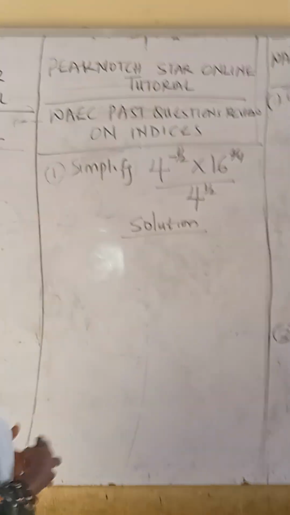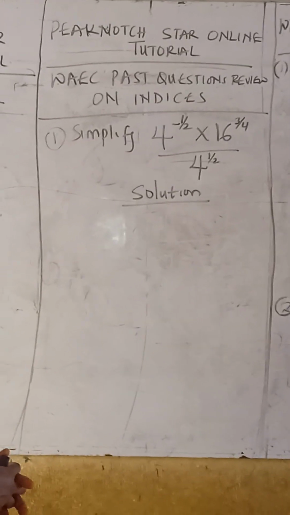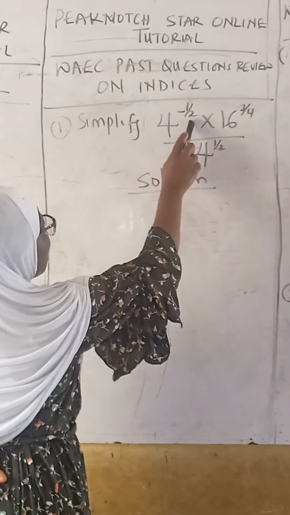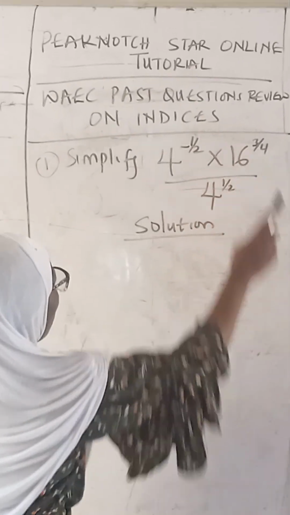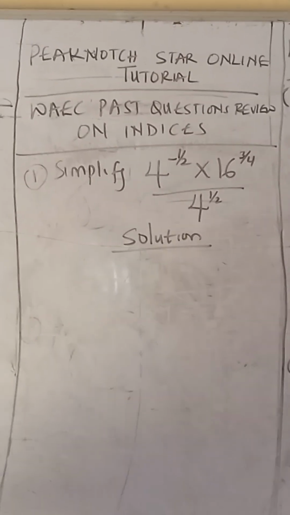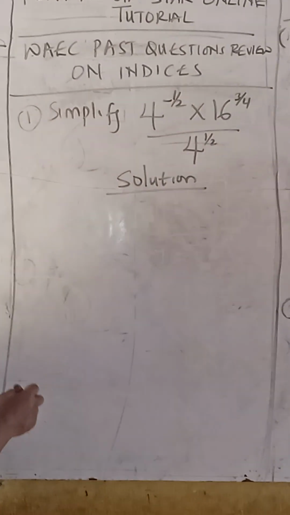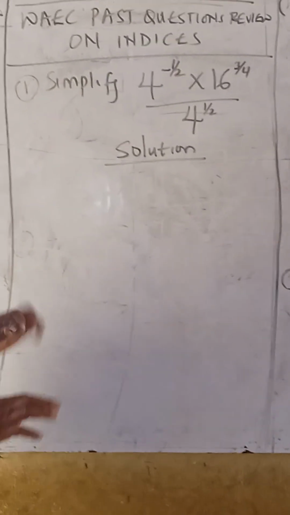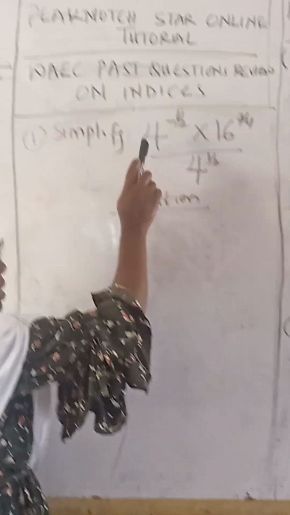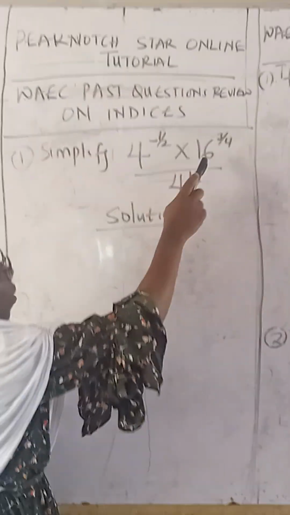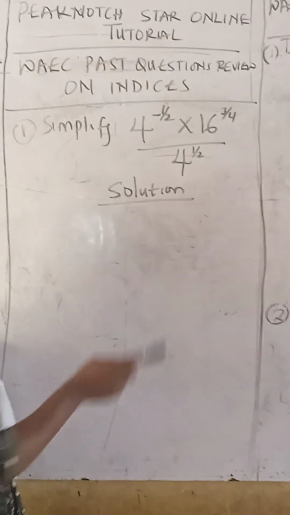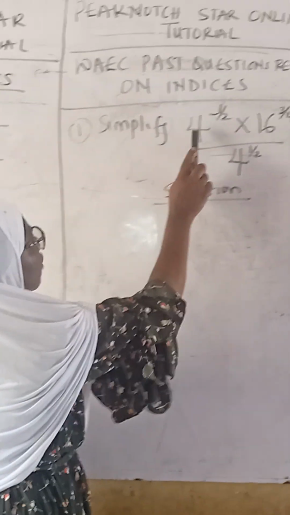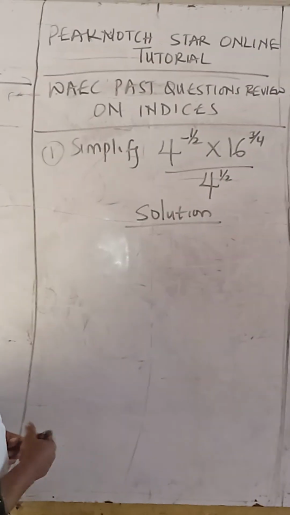This question is extracted from senior WAEC past question. You have to simplify 4 raised to power minus half times 16 raised to power 3 over 4, all over 4 raised to power half. So let's solve it together. In indices, the first thing you will do is to actually check if they have common base. What is the base here? 4. What is here? 16. What is here? 4. You have to make sure that all of them have the same base. So this is 4, 4. Let's make this also be in base 4.